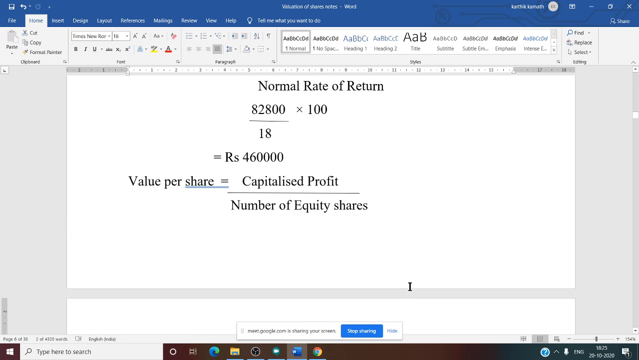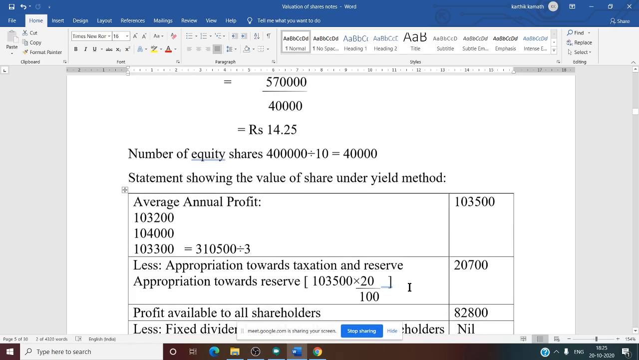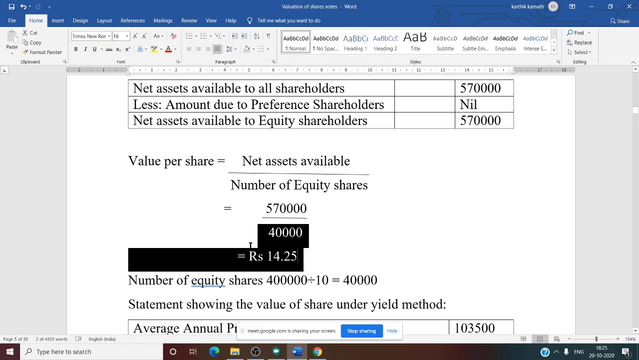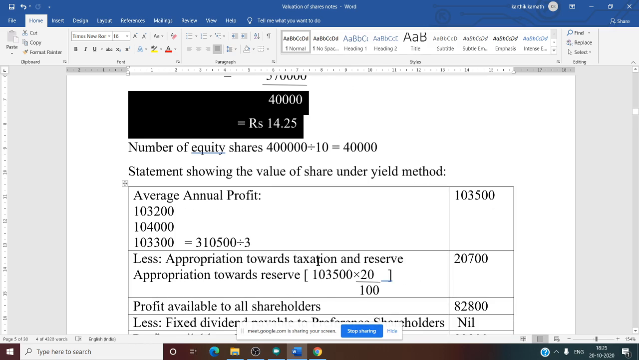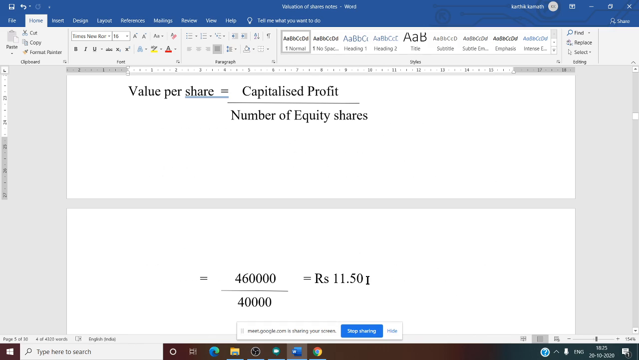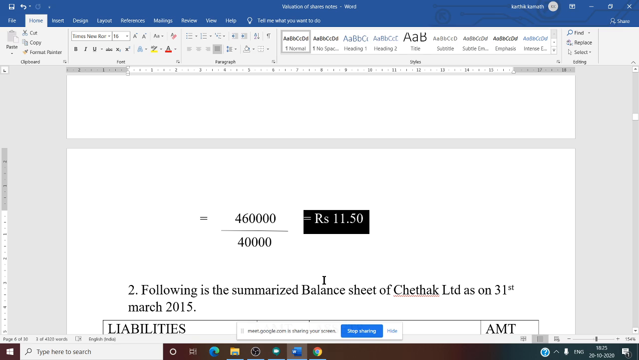Okay. So this is how we are going to solve the problem. This is under the second method. In the first method, we got 14.25. In the second method, the answer is 11.50. Yes, we have finished. We are done with the first problem.